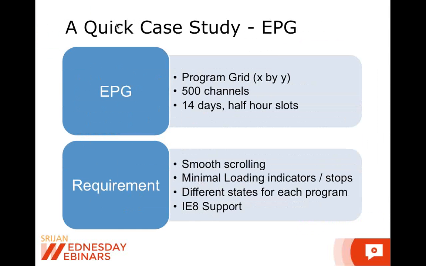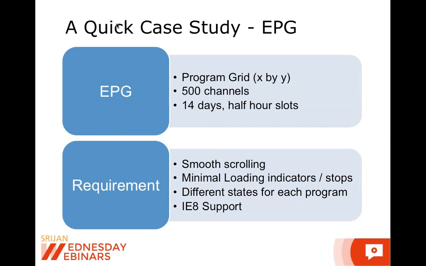So I'd like to quickly now jump into a specific case study of an implementation we had to do for a client. We had to implement an electronic program guide where we were trying to display a program grid with about 500 channels that the user should be able to see across 14 days of time in half-an-hour slots. You do quick multiplication, you're talking about tens of thousands of DOM elements if each program in each channel gets a DOM. In addition to this, some of the requirements were that the user should be able to smoothly scroll across, pan, zoom across the program guide and see the channels and programs.